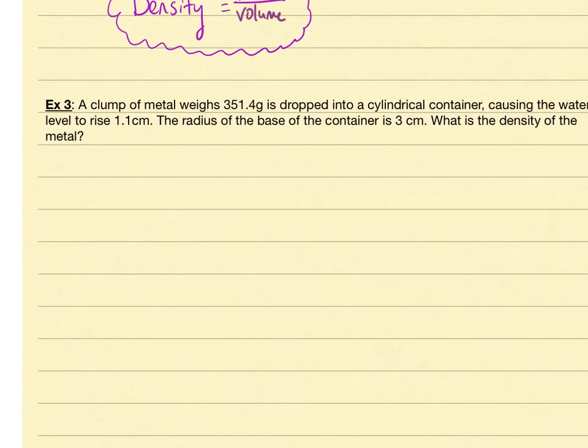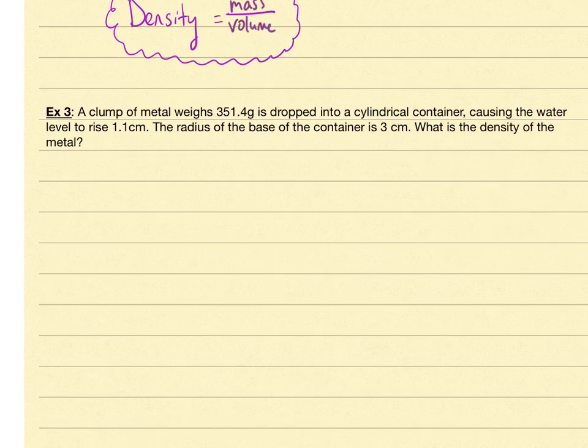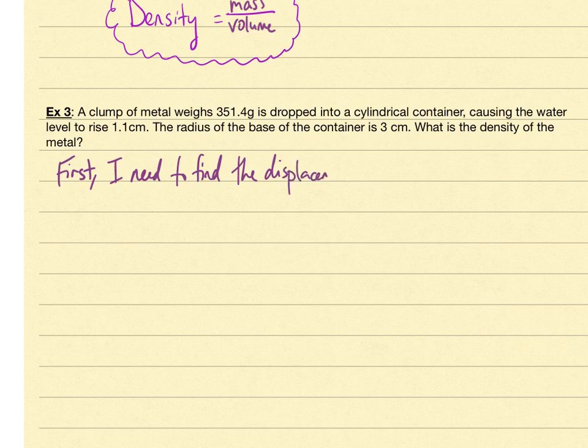A clump of metal weighs 351.4 grams, is dropped into a cylindrical container, causing the water level to rise 1.1 centimeters. The radius of the base of the container is 3 centimeters. What is the density of the metal? So first, I need to find the displacement to know the volume. We'll then use that volume value in our density calculation.